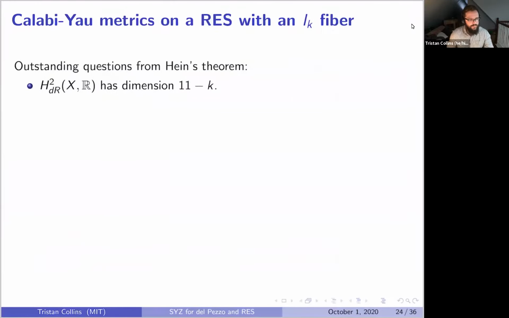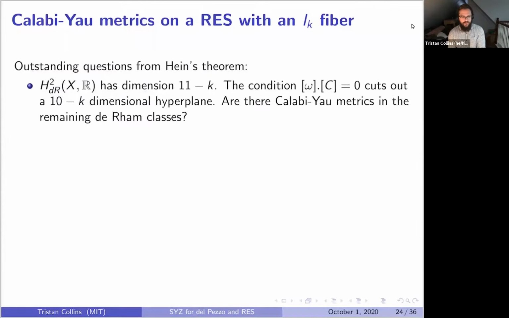The first thing is to observe that the second de Rham cohomology of the complement of this I_K fiber has dimension 11 minus K, while this condition of pairing to 0 with the bad cycle cuts out a 10 minus K dimensional hyperplane. So it's natural to ask whether there are Calabi-Yau metrics in the remaining dimension's worth of de Rham classes, at least the ones containing Kähler representatives.